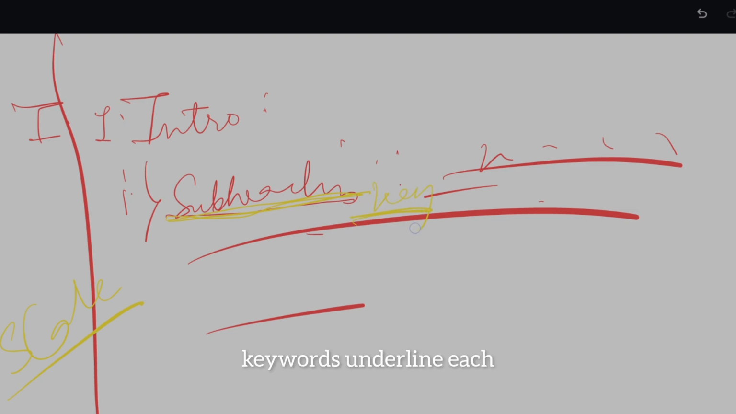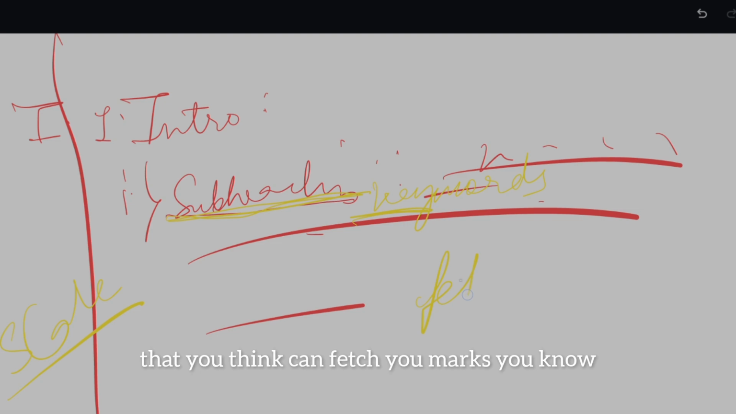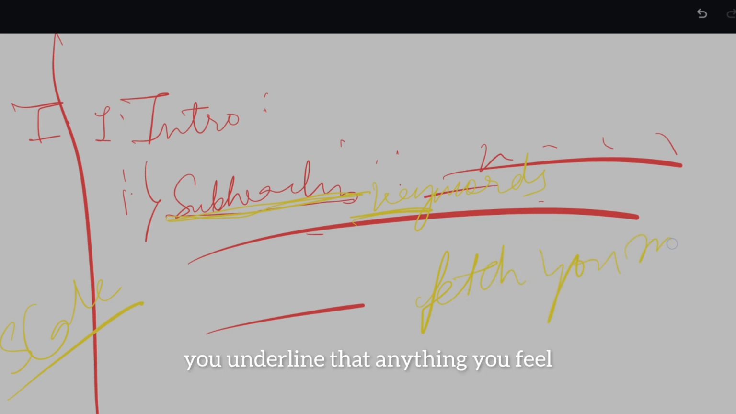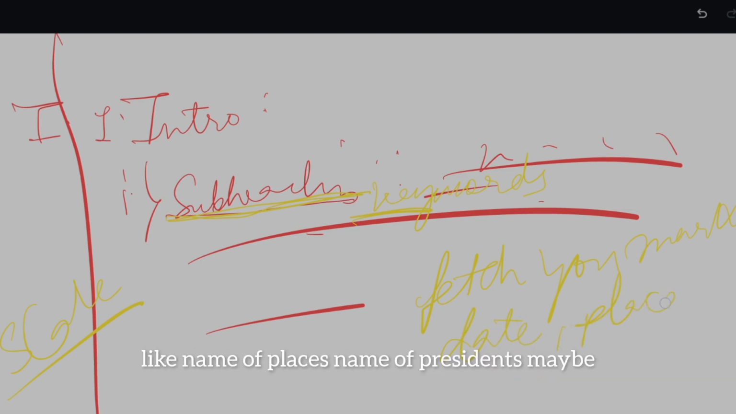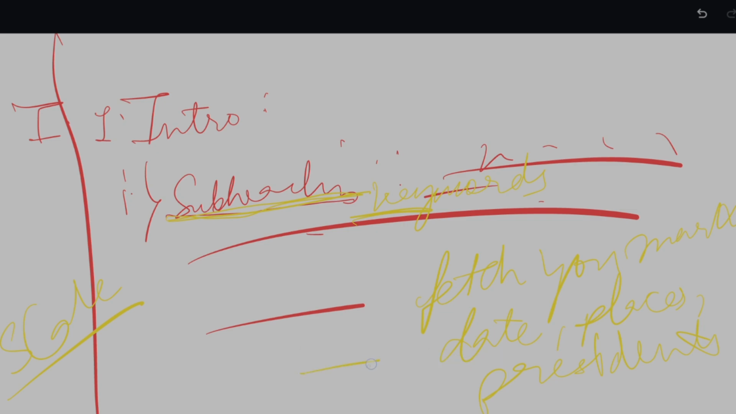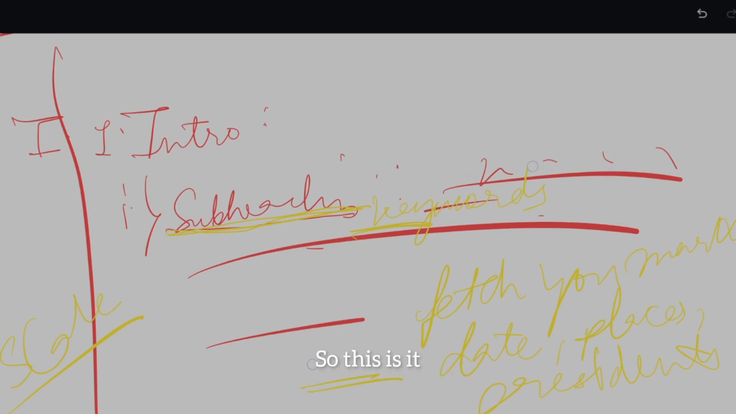Underline your keywords. Underline each and every keyword. Anything that you think can fetch you marks, you underline that. Anything you feel that, okay, I remember this and it is good that I remember it, like dates, names of places, names of presidents maybe, underline it. Show it to the teacher that yes, I have studied and I remember it. So why will I not underline it? So always underline, okay? So this is it.